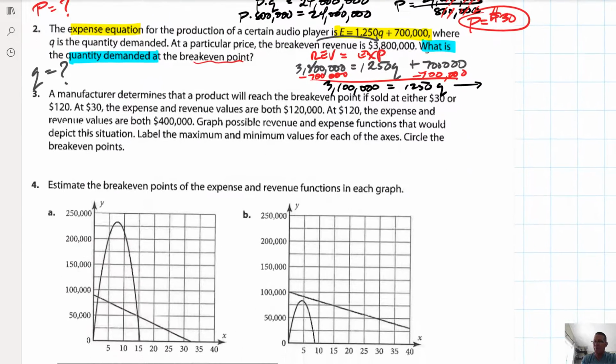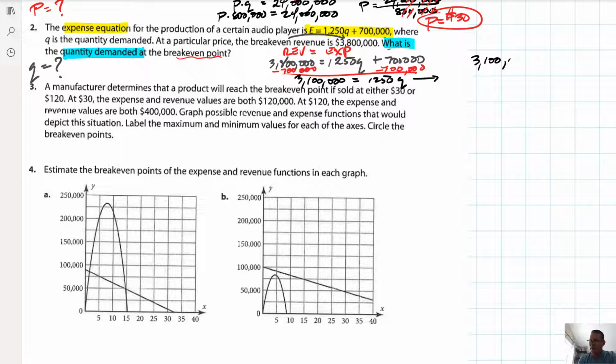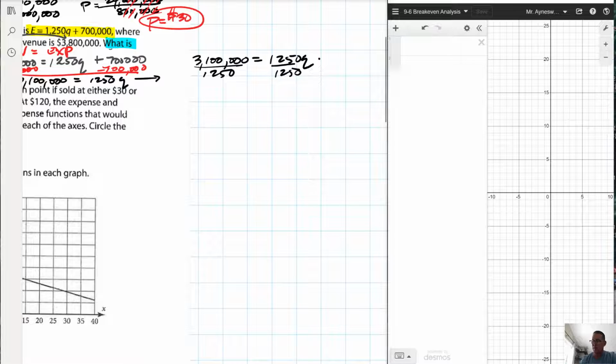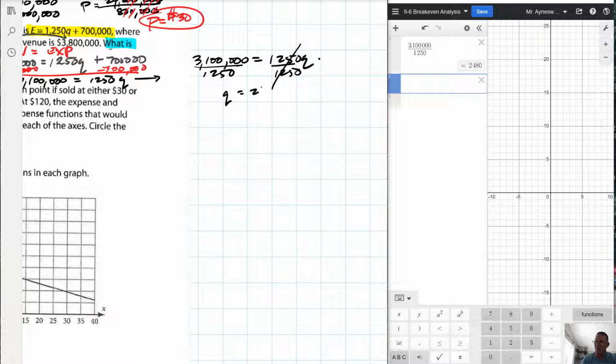I'll just rewrite this equation here. We have 3,100,000 is equal to 1250Q. Divide by 1250. Kick in a little bit of calculator work. 3,100,000 divided by 1250, and notice you get 2,480. So Q is equal to 2,480 widgets in this case. Okay, so 2,480.